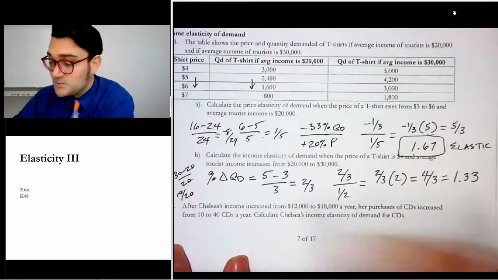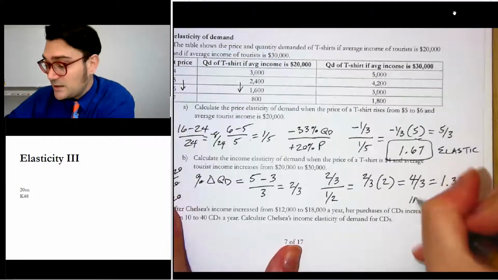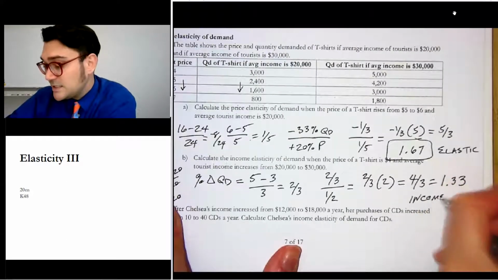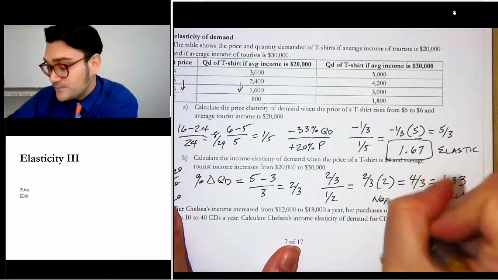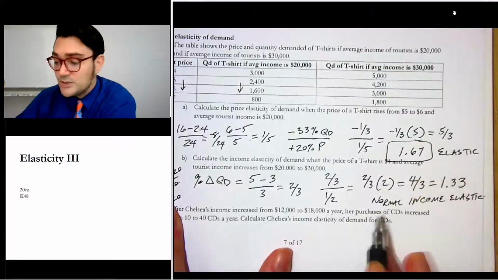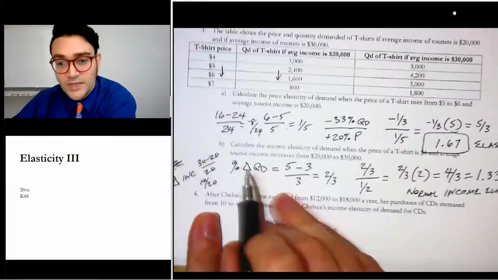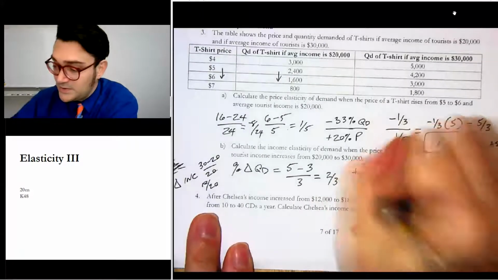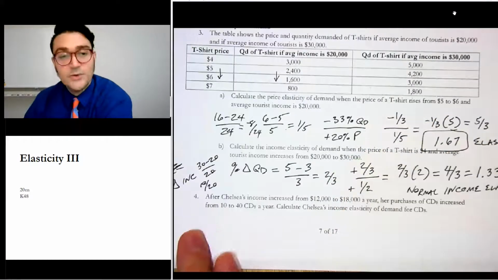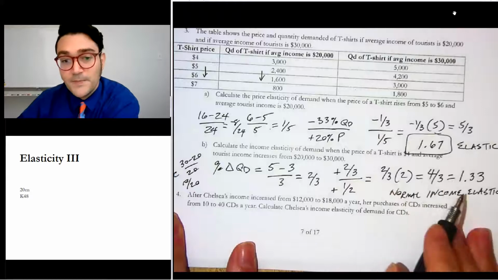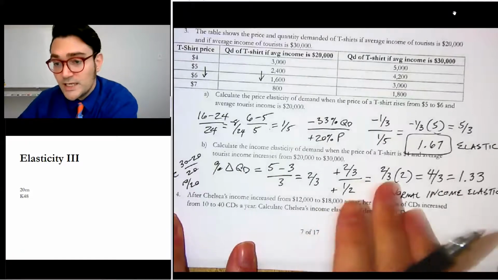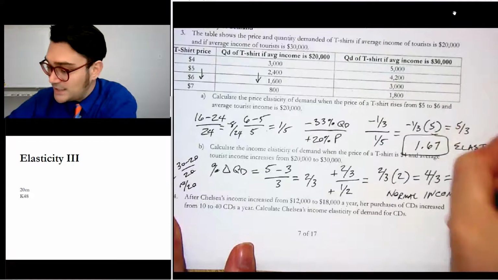Now, what is this, right? This value means it's income elastic. So it's a relative luxury good, and it's a normal good. And how do we know it's normal? Well, because this was a positive, and this was a positive. So that's how we know, because it's a positive value that comes out of it. We know that it's a normal good, and we would say that it's income elastic.